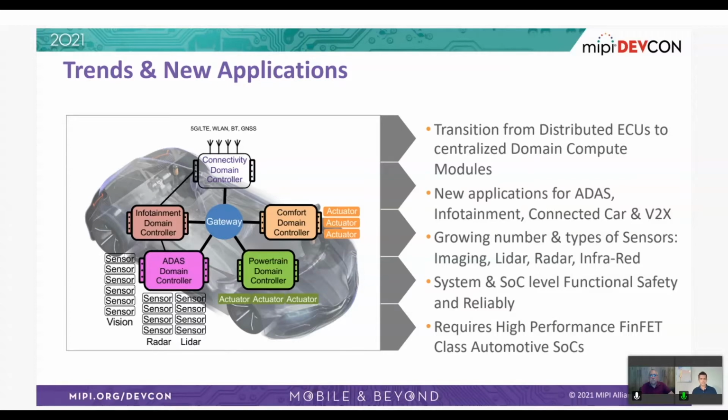And in these new domains, we see a number of new applications in ADAS, infotainment, connectivity. Things like emergency braking, adaptive cruise control, and lane keeping. These applications have their own requirements in terms of hardware and software. They are also driven by a growing number of sensors and different types of sensors, different sensing technologies like imaging, LiDAR, radar, and in some applications even infrared.